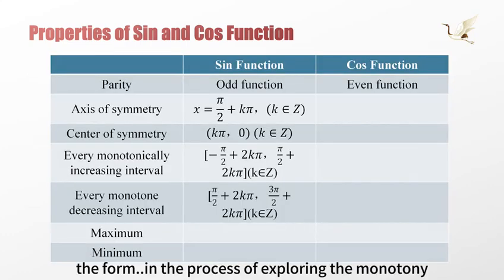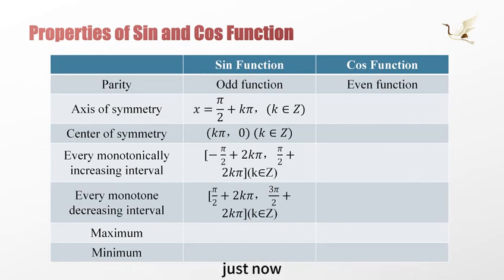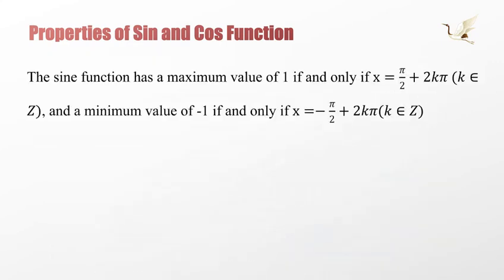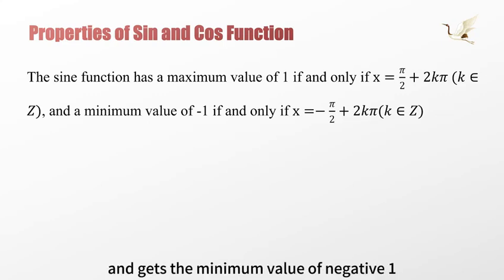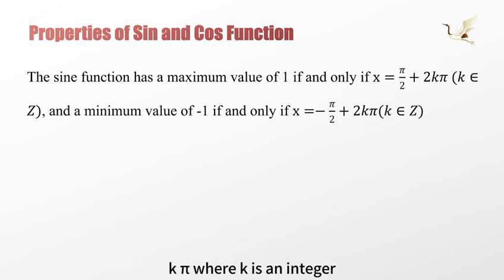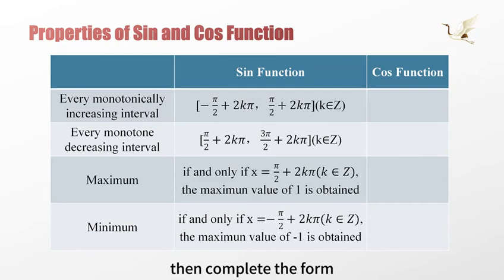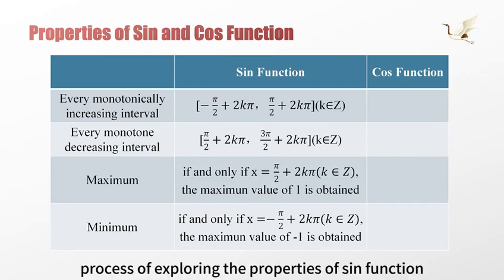In the process of exploring the monotonicity just now, it is easy to find that the sine function gets the maximum value of 1 only if x equals half pi plus 2k pi, where k is an integer, and gets the minimum value of -1 only if x equals -half pi plus 2k pi, where k is an integer. Then complete the table.